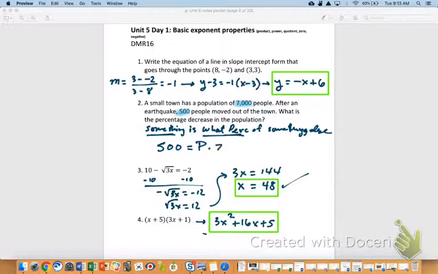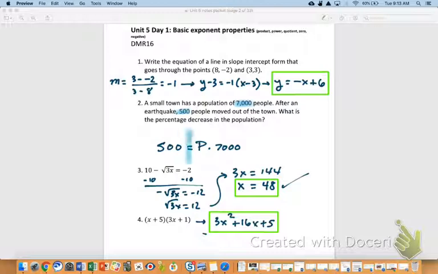So there were 7,000. Then the way that I finish this is I use my algebra equation solving skills, and I try to get the P all by itself. Right now, clearly there's a 7,000 over there with the P. So how do I get rid of that times 7,000? Division. That's right. So divide by 7,000 and divide by 7,000. When I do that, I get, I think it was, 0.071 equals P. And putting that in percentage form would be 7.1% equals P.